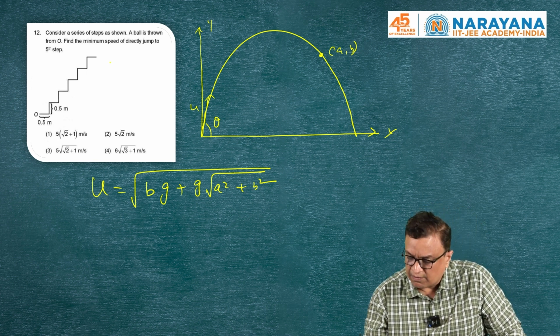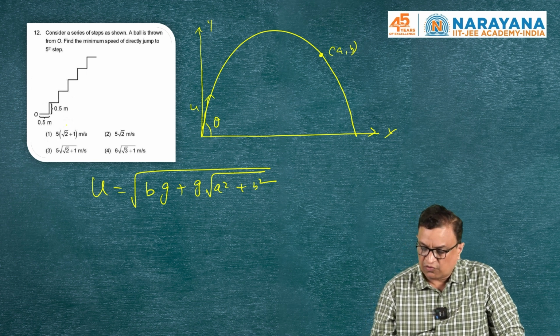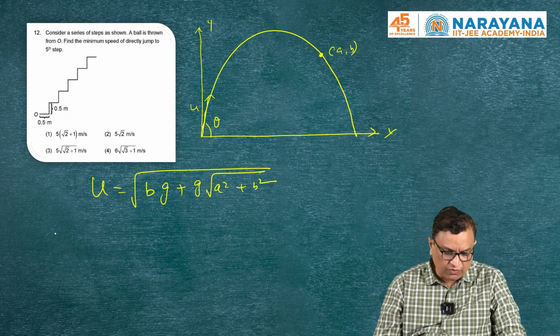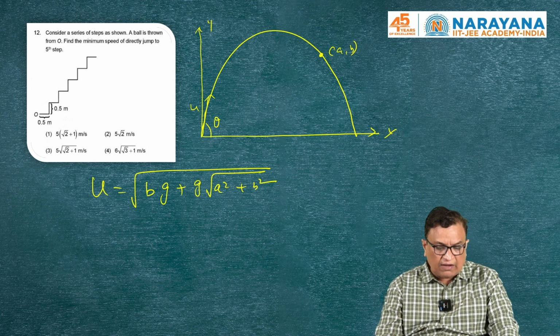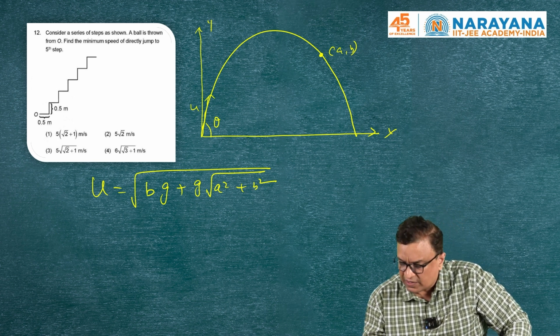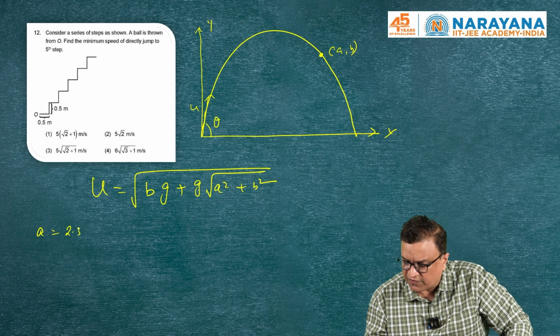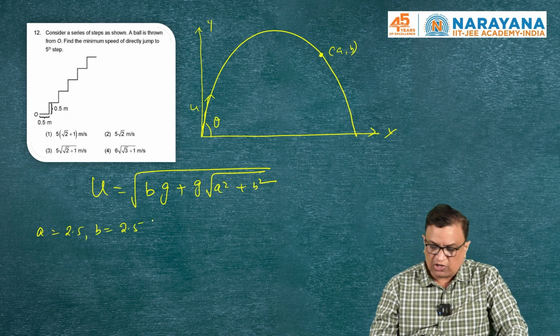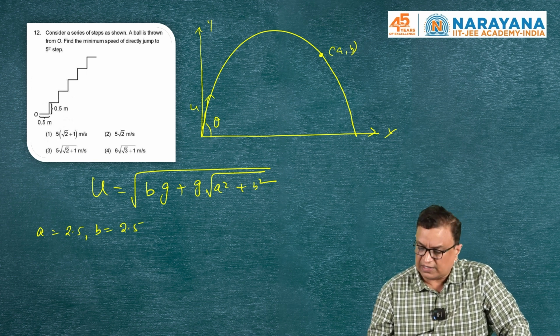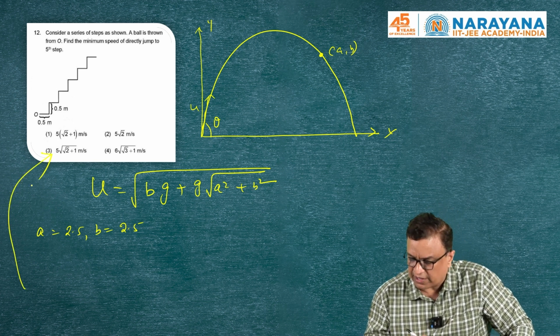You said minimum speed for directly jumping into the 5th step. So what do you mean by 5th step? You have the data with you. It should lie here. a is 2.5, b is 2.5. Substitute, you will get the answer. You will get the answer as 3.